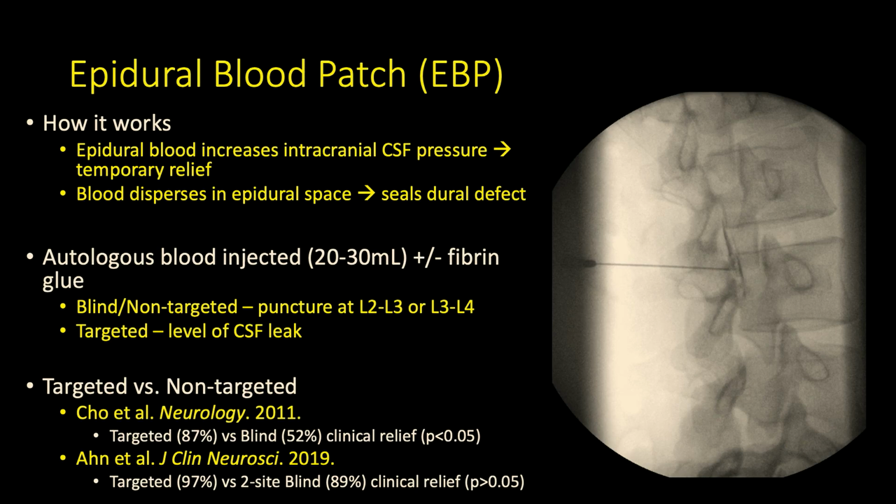Now, targeted versus non-targeted blood patching is controversial. There was a paper by Cho back in 2011 where they found that doing a targeted blood patch was much more effective, 87% effective compared to non-targeted at 52% effective for causing long-term symptom relief. However, a more recent paper by An showed that doing a targeted versus a two-site blind patch at the cervicothoracic junction and at the lumbar spine was pretty much not a statistically significant difference for durable symptom relief.